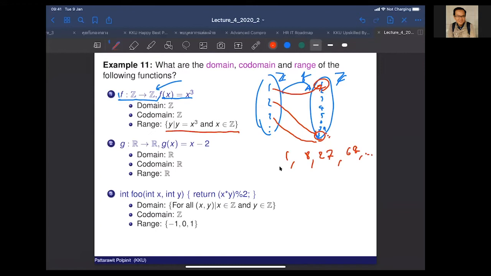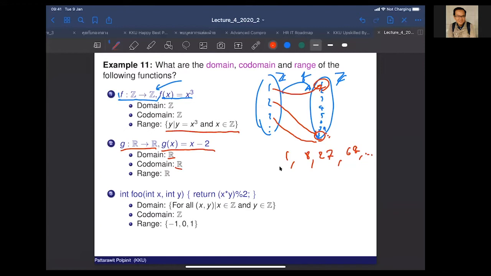The second problem, the second example: let's say that g is a function from the real number set to the real number set. Let's define g of x equal to x minus 2. So domain and codomain, you have probably seen from the previous example. This example is easy to find. The domain will be the real numbers, the codomain the real numbers. Now for the range, the question you should be asking is whether the range or image is the same as the codomain, because if you can show it's the same, your job is done, right? Your answer is that the range here is just the real numbers.